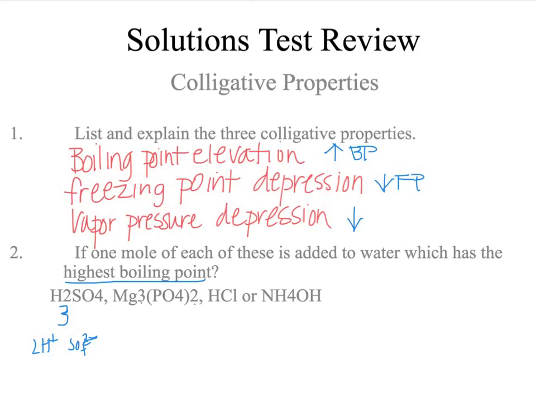Here we'd have 3 plus 2, we'd have 5 total particles. The HCl would have 2 particles, and the ammonium hydroxide, NH4, is polyatomic, and the OH is a polyatomic as well. So you would have 2 particles here. So what would have the greatest effect is the magnesium phosphate. That would be with the 5 particles, it would have the greatest effect. So that solution would have the highest boiling point.